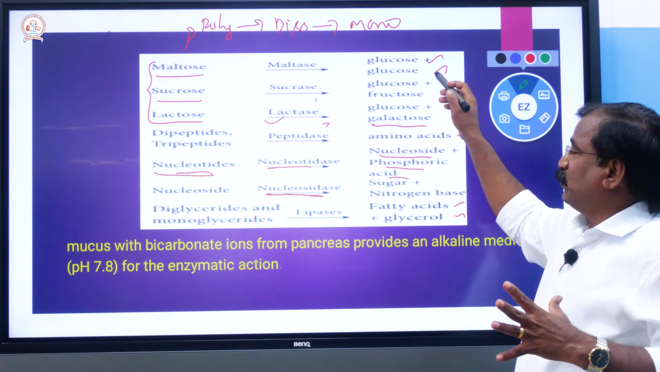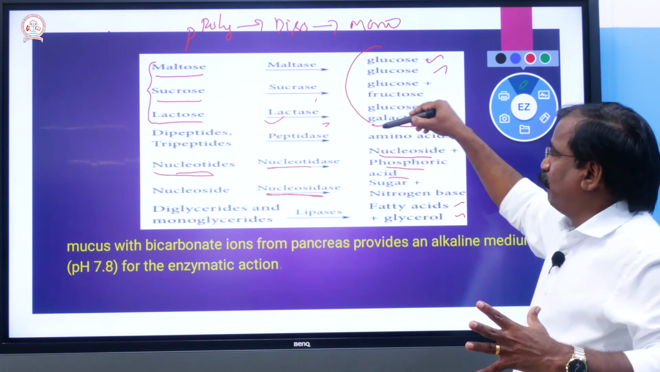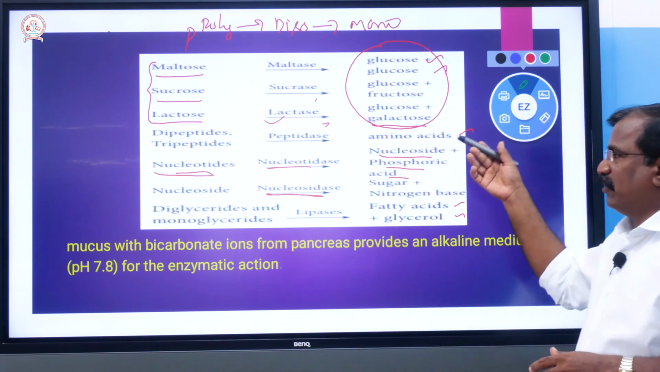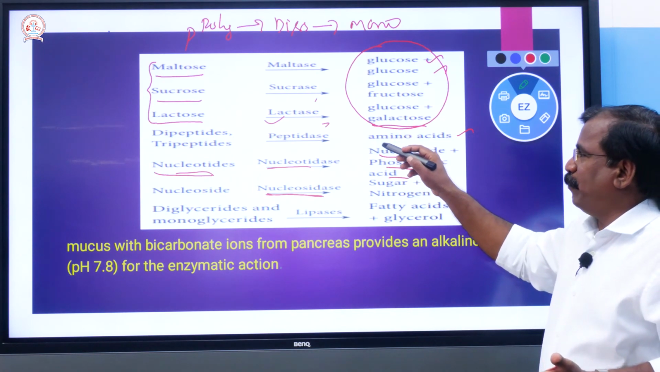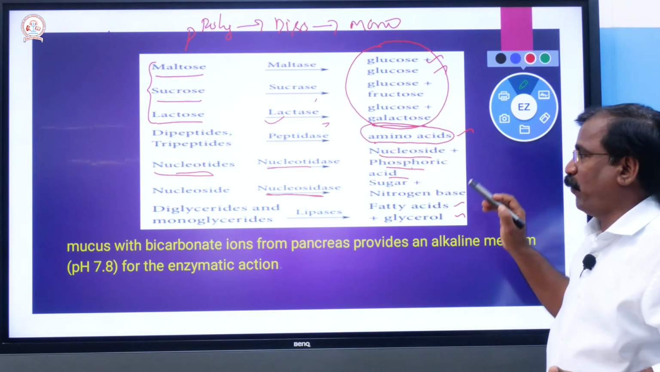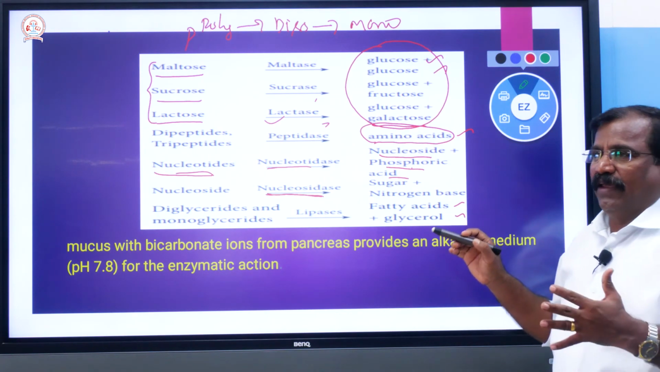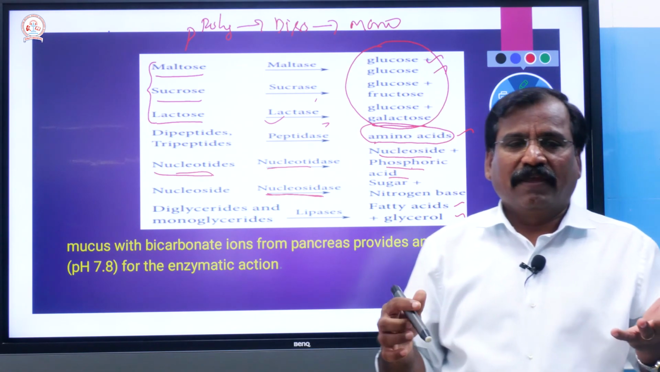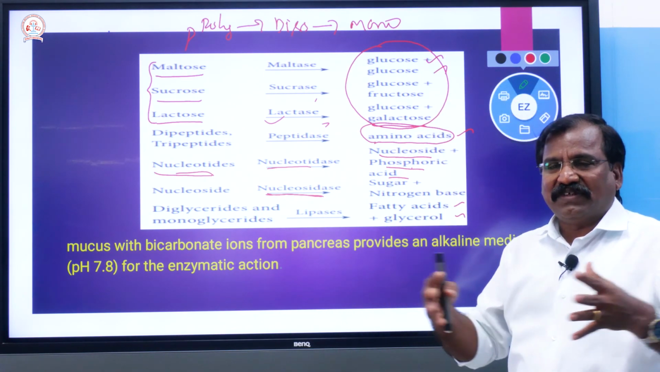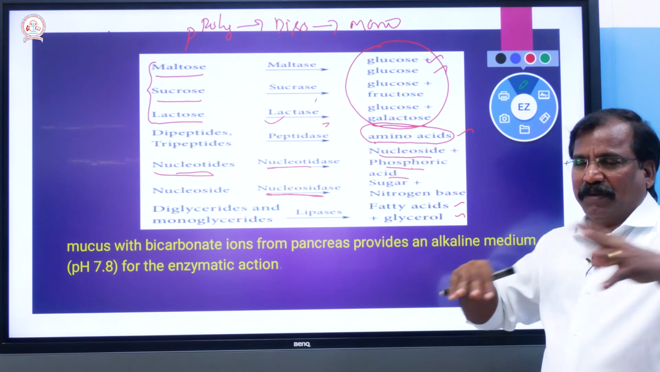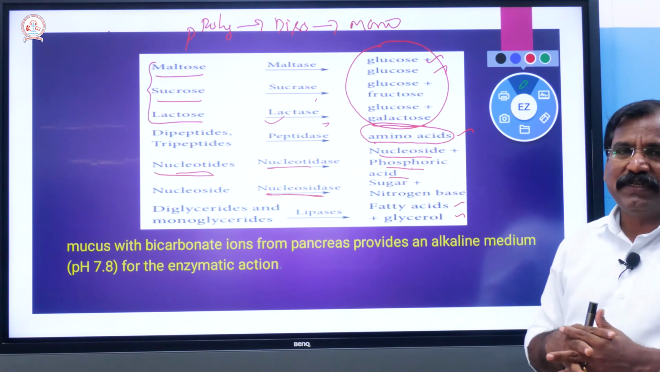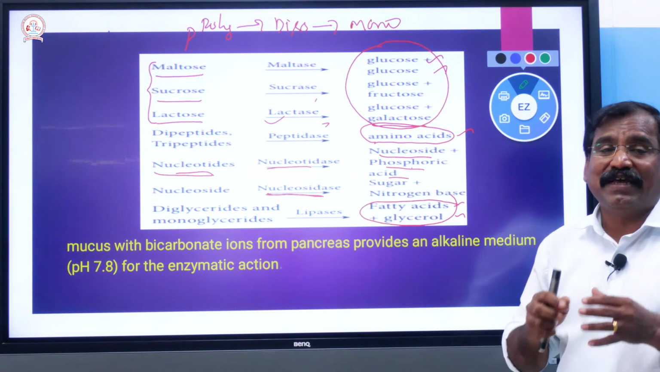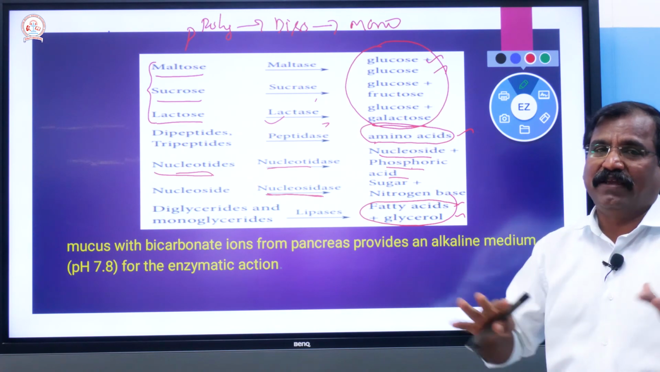See, listen. This is the end product of carbohydrate: glucose, fructose and galactose. All the protein breaks into amino acids. This is the end product. Nucleic acids are converted into sugars, nitrogenous base and phosphate, separated, and fatty substances break down into fatty acid and glycerol. So thus the digestion is 100% over.